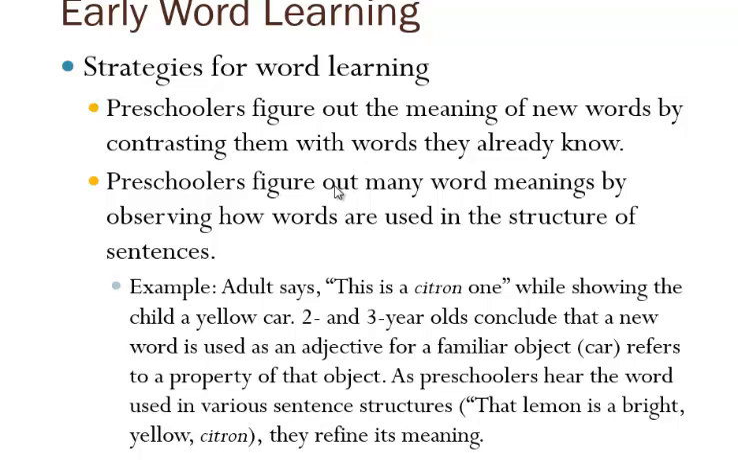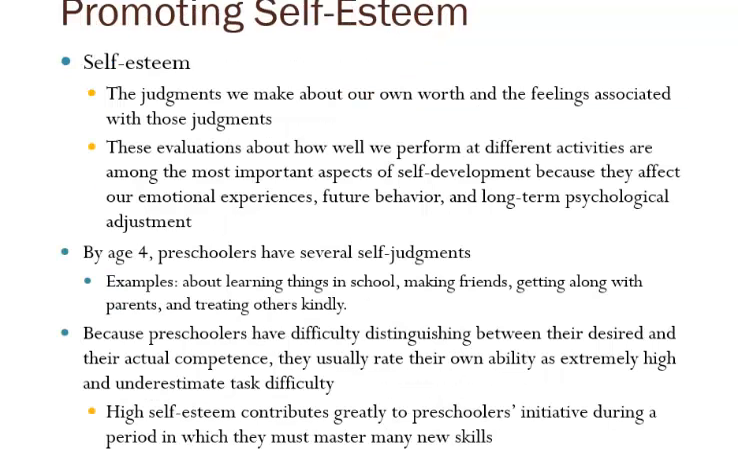But preschoolers can also figure out many words by observing how they're used. If an adult says about a car, this is a citron one, the child probably doesn't understand that citron is a synonym for yellow. But if the child sees that the adult is referring to the yellow car, the child might say, okay, that's a yellow car. But then the child sees something else being called citron, a lemon, and now the child figures out, well, gee, it must not be a car, because that's not a car. The thing in common was that this was yellow and that was yellow, and then the child is able to understand that citron actually means something to do with yellow.